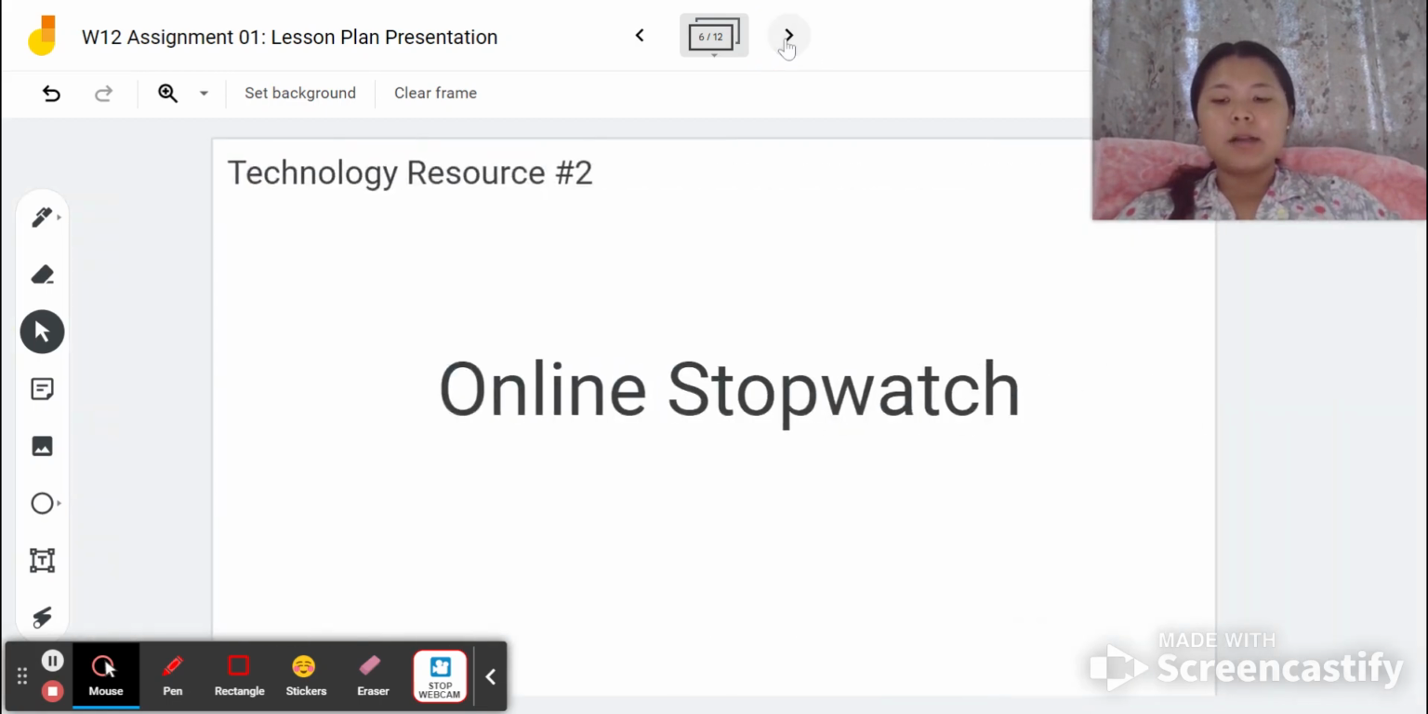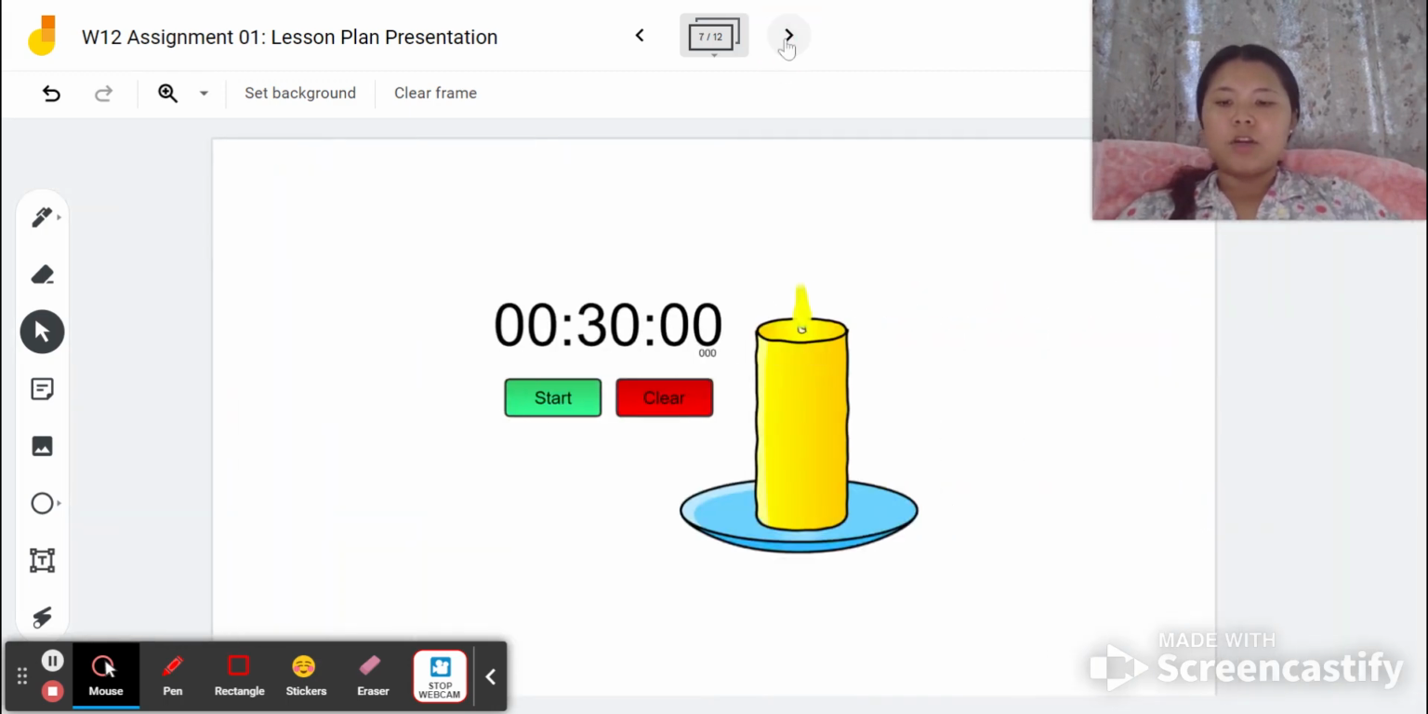Next is an online stopwatch. Since Miss Elmore has a projector, she can display an online stopwatch on her board. I think if a student sees a timer while they are working, they will be more motivated to get their work done. Whether their work is on paper or on the iPad, they will not have time for distractions if they want to get their work done on time.